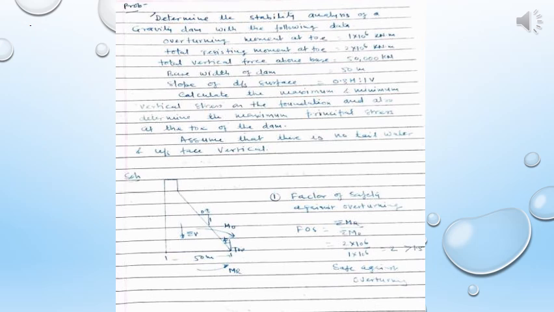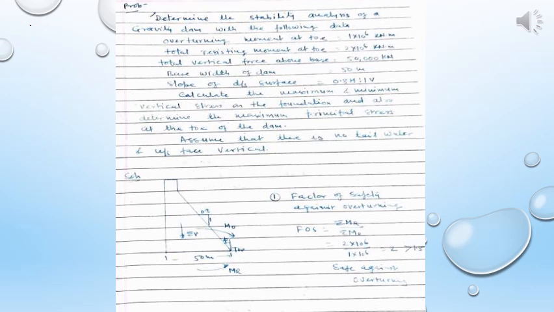This is the problem for the stability analysis, and here the figure is given. On the basis of this figure, the values of the vertical forces, the summation of the vertical forces, as well as the resisting moment and disturbing moment about the toe, are already calculated. Now we only check the factors of safety and determine the stress. This is a very simple problem.